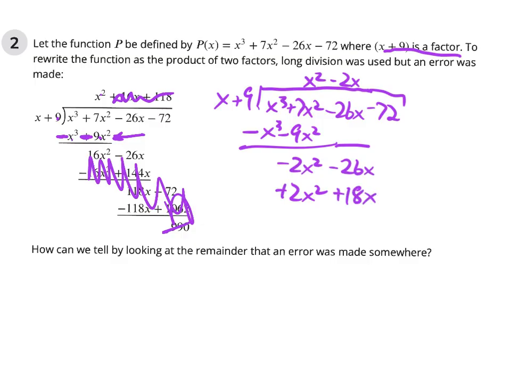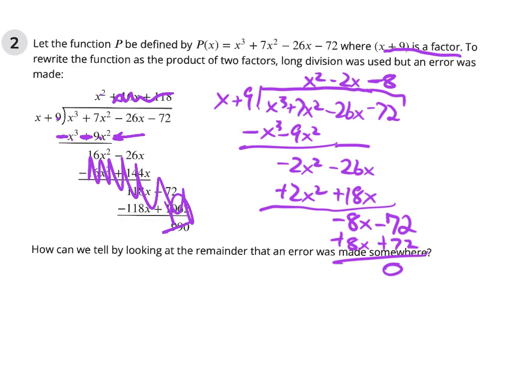Change both signs. 26 minus 18 is 8. Take the sign of the larger number. Drop down your next term. What times x gives 8x? Negative 8. Negative 8 times x is negative 8x. Negative 8 times 9 is negative 72. Change both signs. You get 0. Okay. X plus 9 is a factor.